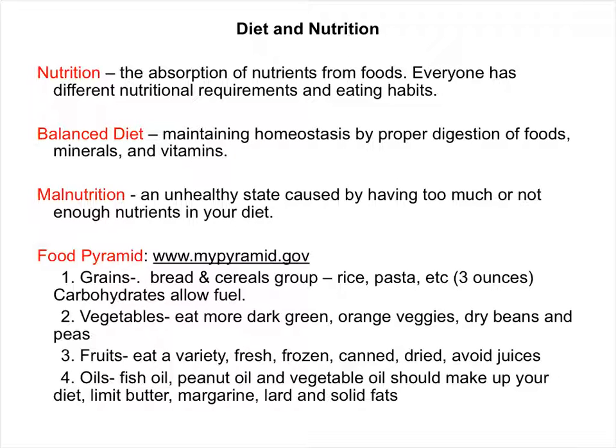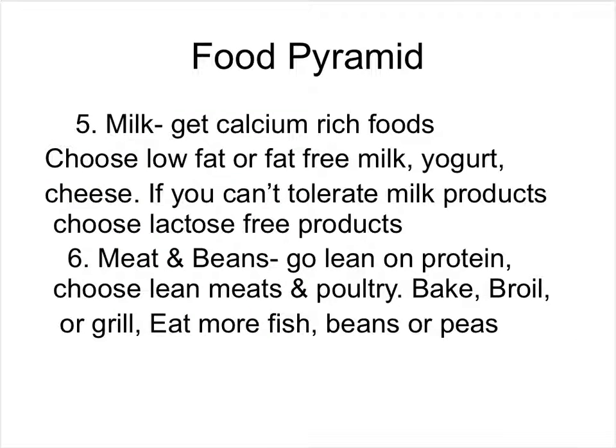And then 4 would be oils. That includes fish oil, peanut oil, and vegetable oil. That should make up your diet. Limit the butter, margarine, lard, and solid fats. Number 5 is the milk group. Get calcium-rich foods. Choose low-fat or fat-free milk, yogurt, or cheese. If you can't tolerate milk products, choose lactose-free products.